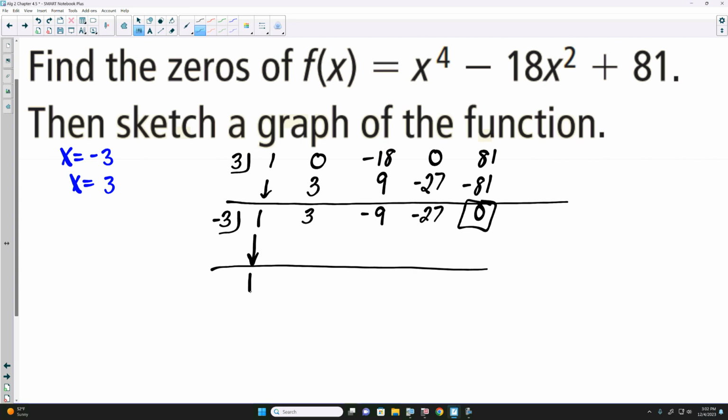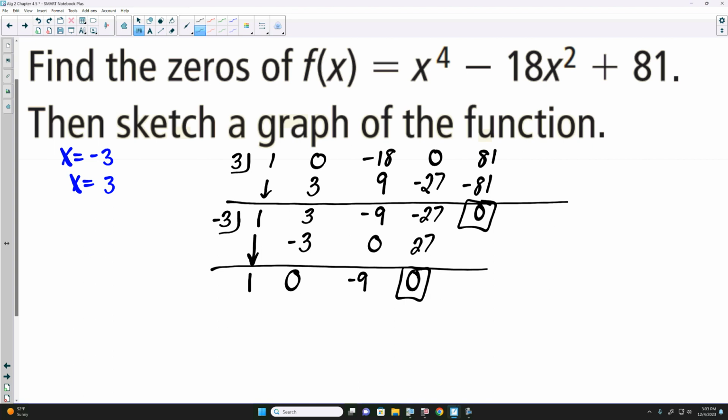You can bring the 1 down and do this again. Negative 3 times 1 is negative 3. 3 plus negative 3 is 0. Negative 3 times 0 is 0. Negative 9 plus 0 is negative 9. Negative 3 times negative 9 is 27. And negative 27 plus 27 is 0.